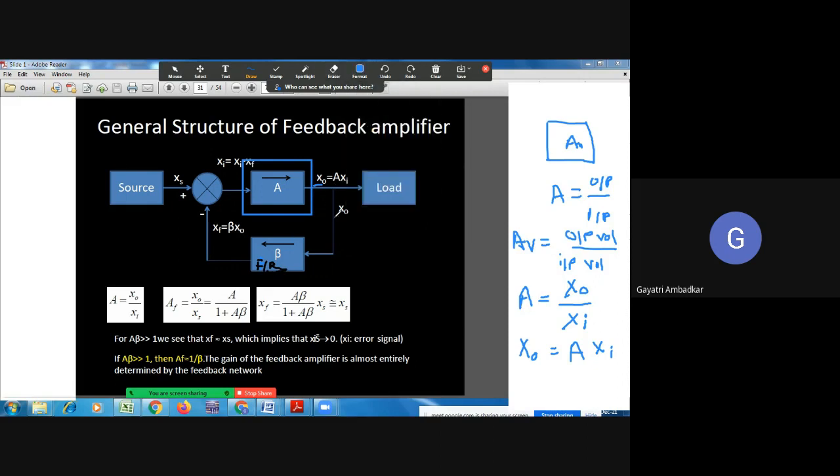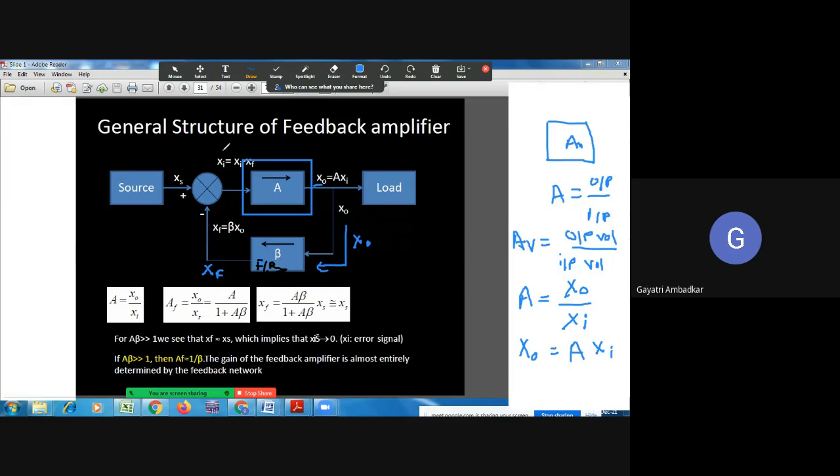This part of the output is given to the feedback network. So XO is going to the feedback network and it is providing you the output signal XF. What is the input of a feedback network? The output of an amplifier becomes the input of the feedback network. XO is the output of the amplifier, it becomes the input of the feedback network, and the feedback network provides a signal which is called the feedback signal XF.